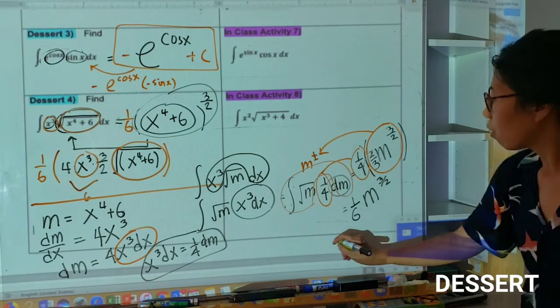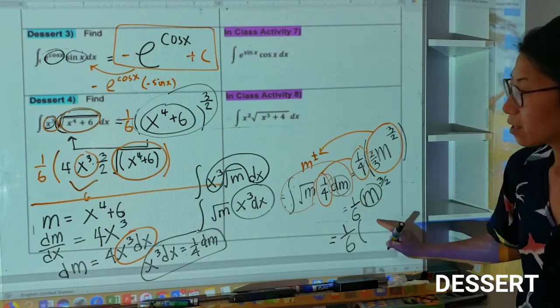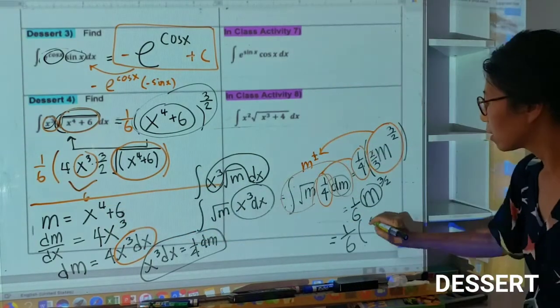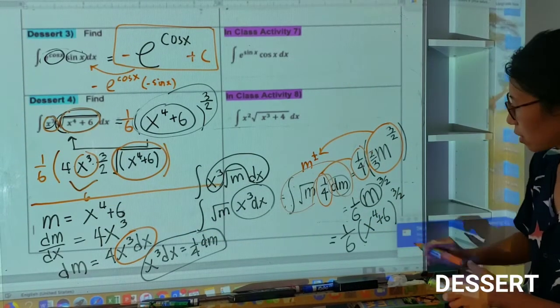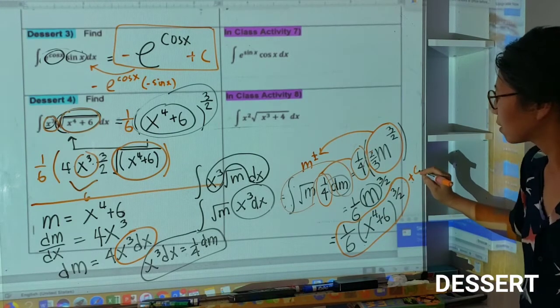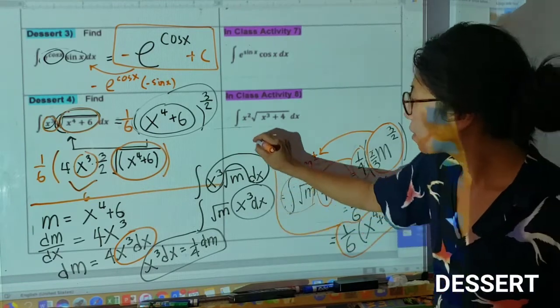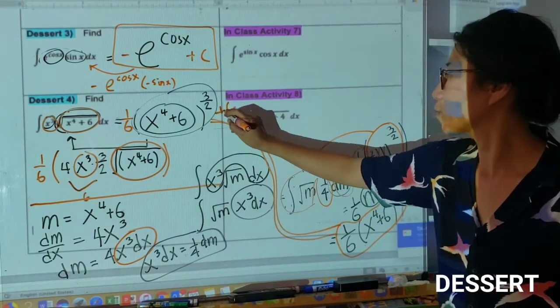Are you done? Almost. So I have 1 over 6. Where did the m come from? Yeah, m was x to the 4th plus 6. So x to the 4th plus 6, to the 3 over 2. And don't forget plus c. And as you see, same answer. And plus c, don't forget.